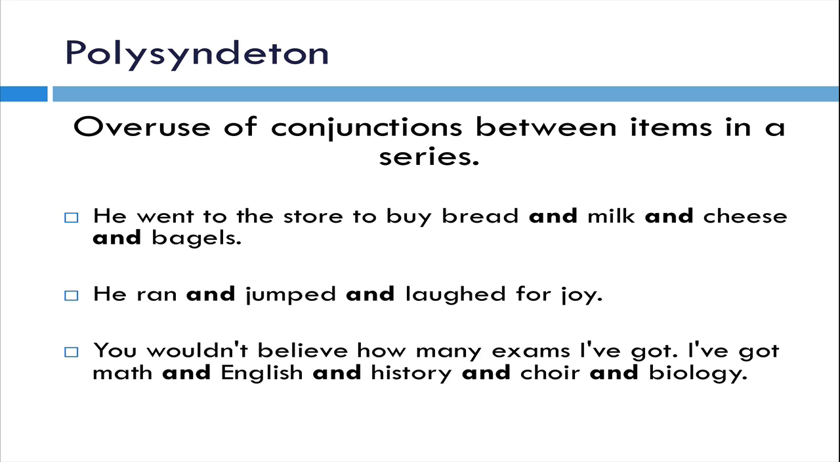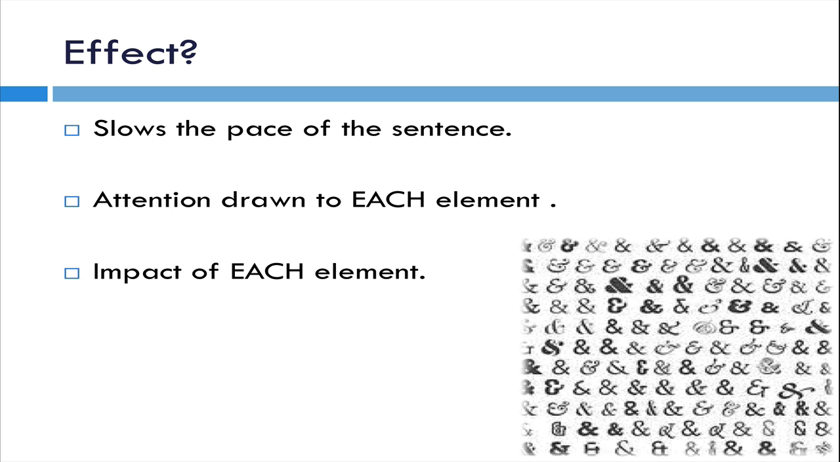Some other examples. He ran and jumped and laughed for joy. You wouldn't believe how many exams I've got. I've got math and English and history and choir and biology. And so with any of these rhetorical choices that we might make as writers, we need to consider the effect. Since it is grammatically legal to do this, and you can go ahead and use conjunctions over and over again to connect things in a series, the next thing we have to consider is what is the effect that we create when we use polysyndeton? And is that the effect we want to create as the writer in our rhetorical triangle?